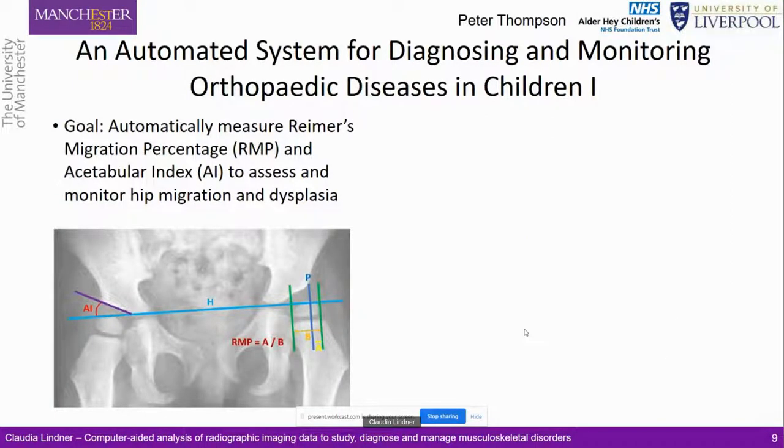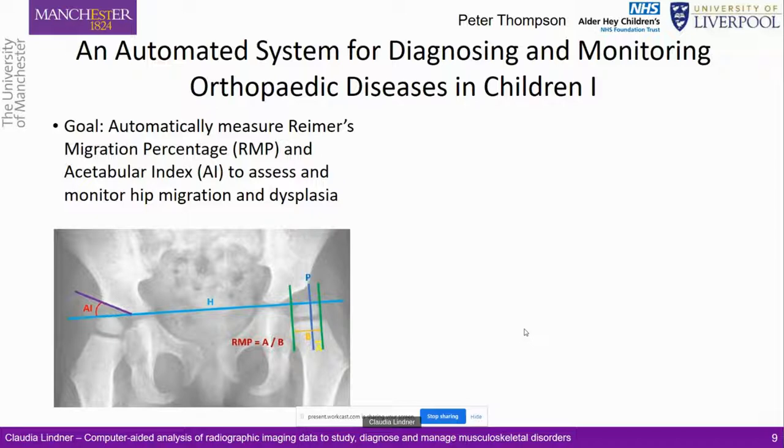Now, just a final example in terms of how we can use these point positions for generating useful clinical measurements is this last example here, which is work done in collaboration with Orthopaedic Students, NHS Foundation Trust, and the University of Liverpool. And our local lead on this is Peter Thompson. And here we are aiming to develop a software system to diagnose and monitor orthopaedic diseases in children.